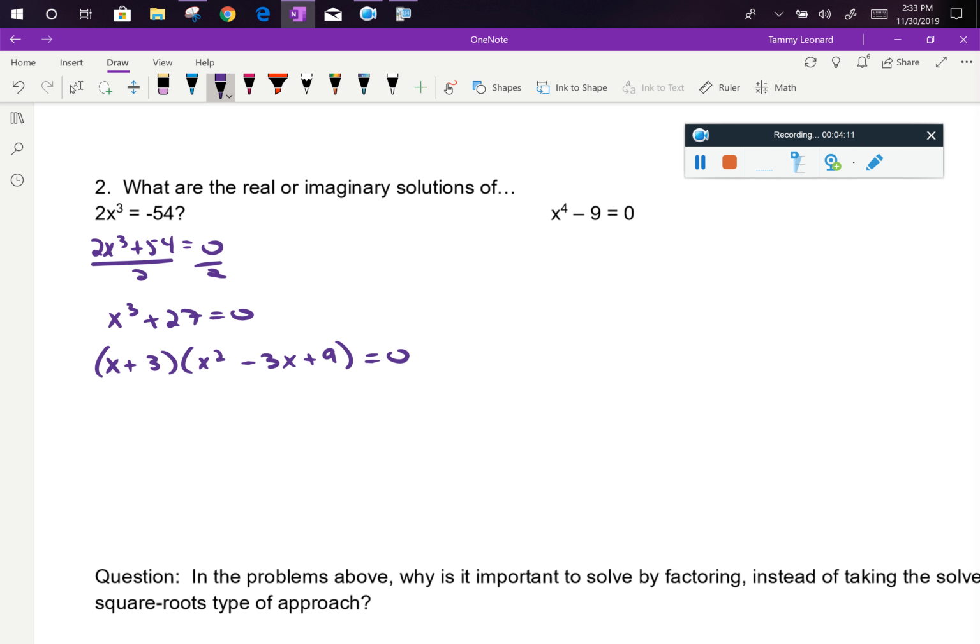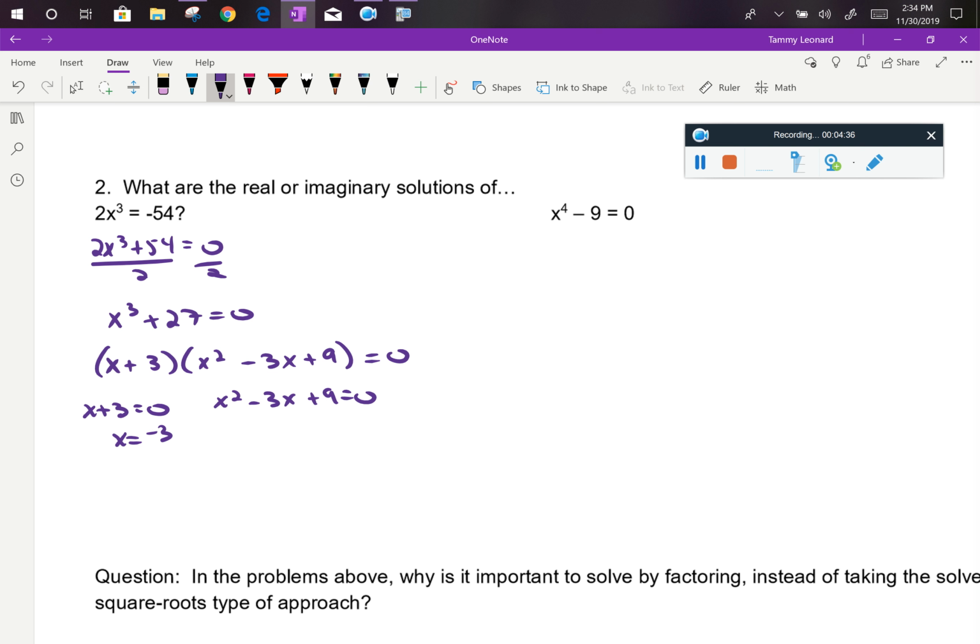Well, that means, using the zero product property, that either x plus 3 equals 0 or x squared minus 3x plus 9 equals 0. At this point, it's really easy to see that x equals -3 is going to be one of our real solutions. And you're going to be so glad that you remember I told you that when you use the sum or difference of cubes, that trinomial is always prime, so you're not going to try to factor it.